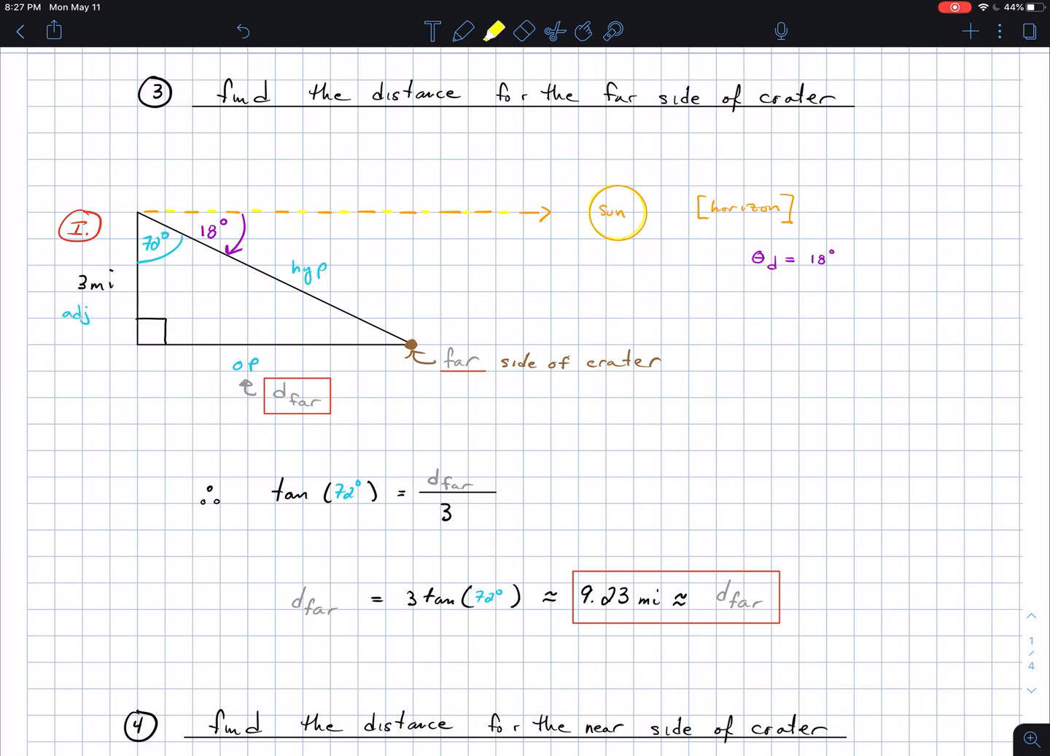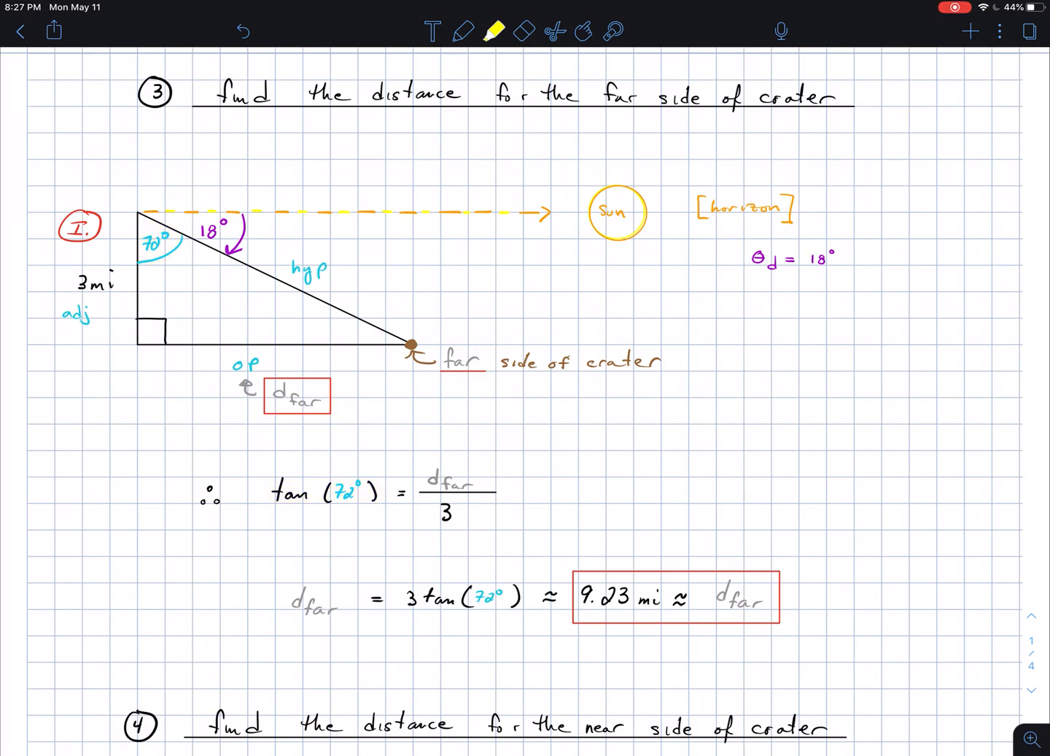and in both we used the tangent because we're both dealing with the opposite and adjacent sides of our triangle. So in our first one, we have the far side of the triangle. We know that we're going to be solving for d sub far, right? The distance for the far region. So we set up tangent of the angle in question is the opposite over the adjacent. Okay?